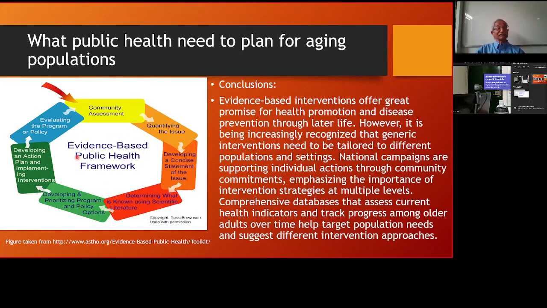Now there is another thing which is coming up and growing in public health. It's called the evidence-based public health framework. And they have community assessment, quantifying the issues, developing a concise statement of the issue, determining what is known using scientific literature, developing and prioritizing programs and policy options, developing an action plan, evaluating the program and policy, and coming back to the community assessment. So this is a model called the evidence-based public health framework, and people are doing a lot of research in this area.